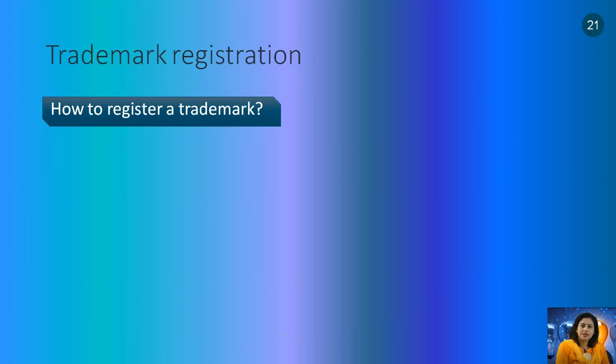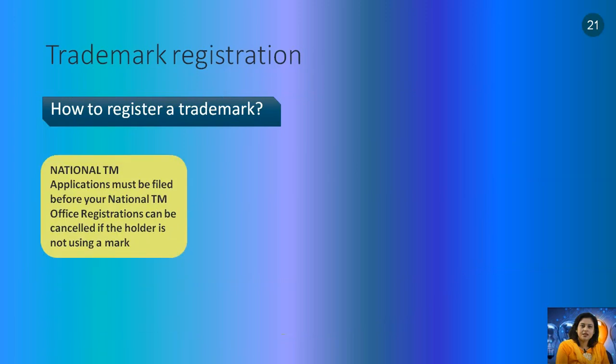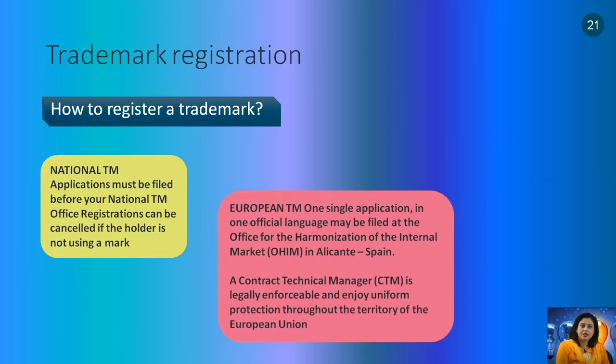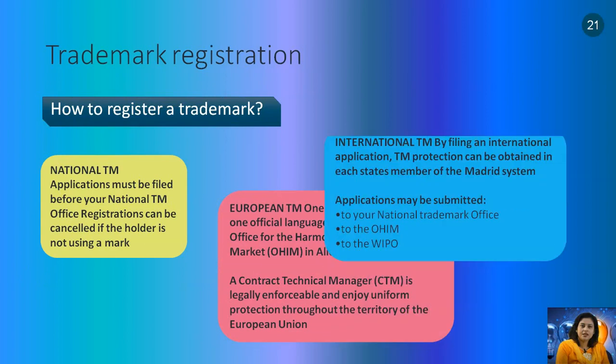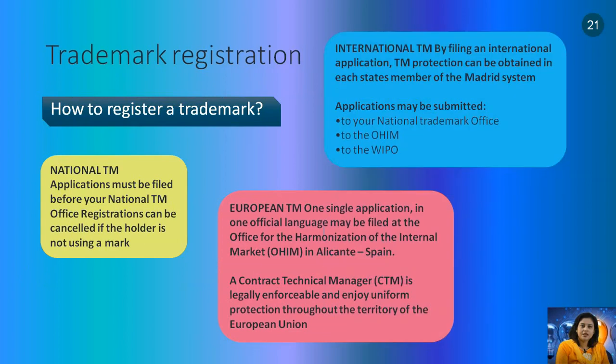How do we register a trademark? Just like patent, we can have national trademark, we can have European trademark, we can also have international trademark. For national trademark, we have to give applications before the National Trademark Office. Registrations can be cancelled if the holder is not using a mark.